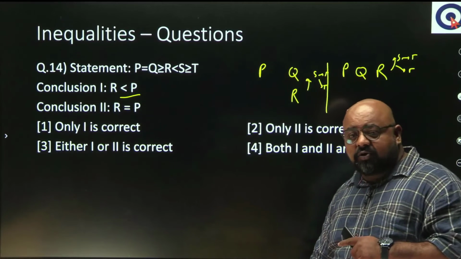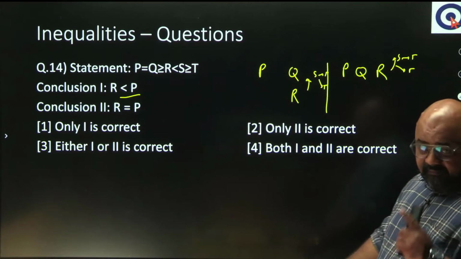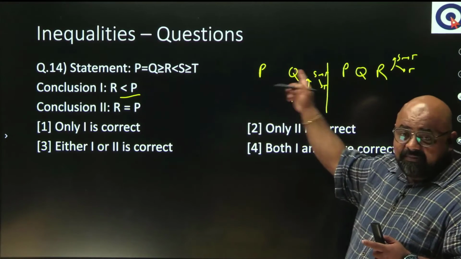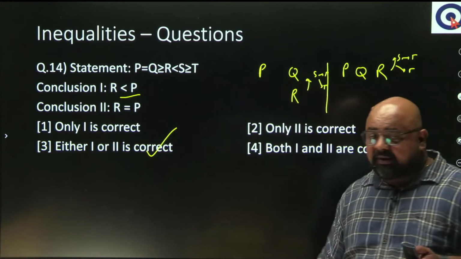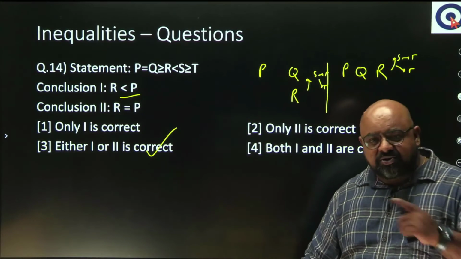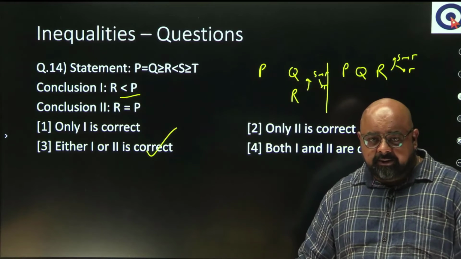Is R equal to P? Again, 2 is not always correct. Right? But with respect to R and P, only these two cases are possible. Either R will be less than P or R will be equal to P. And therefore, the answer becomes either 1 or 2 is correct. Either the first one will be correct. If that is not correct, the second one has to be correct. And vice versa. Right?